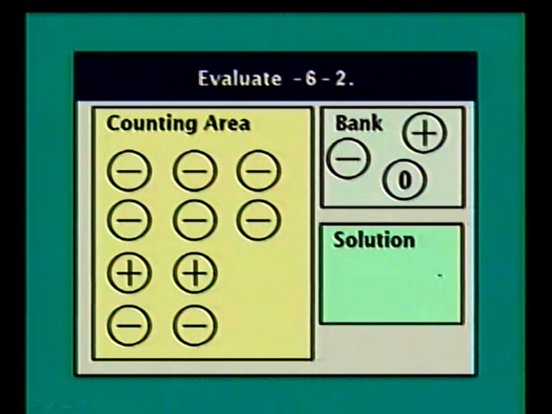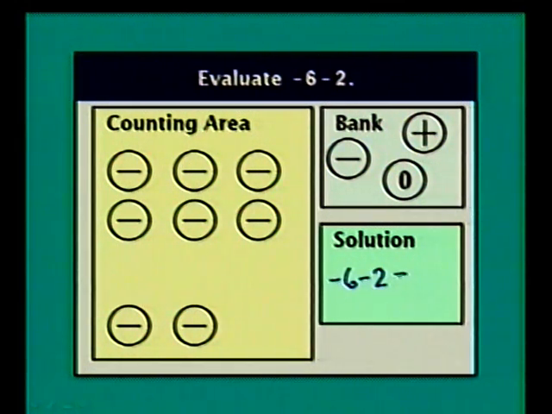So from negative 6, I need to subtract positive 2. So I'm going to take those 2 positive chips out of my counting area. When I do that, that leaves 8 negative chips in my counting area. So I can say that negative 6 minus 2 is equal to negative 8.